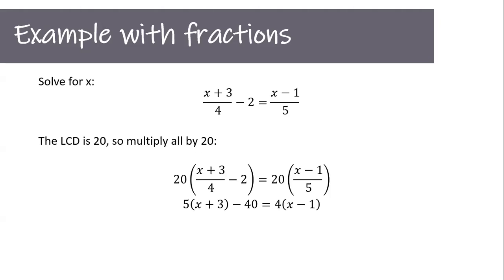We're ready to solve for x like usual. I like to distribute everything across my parentheses first so I know exactly what I'm dealing with, and then I just combine like terms. I end up with 5x plus 15 minus 40 equals 4x minus 4. Combining the terms on the left that are constants, I end up with 5x minus 25 equals 4x minus 4. And if I bring the x's to the left and the constants to the right, I end up with x equals 21.